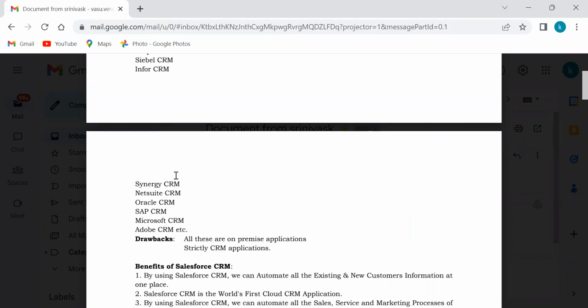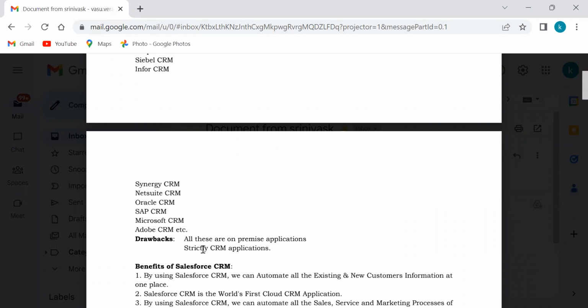The second drawback of all these existing CRM applications is that they are strictly CRM applications. That means you cannot customize the application. Whatever application they provide, you have to use strictly that application, with no customizations. If you want to customize as per your business requirement, you cannot do that. That's it. No customizations can be done.